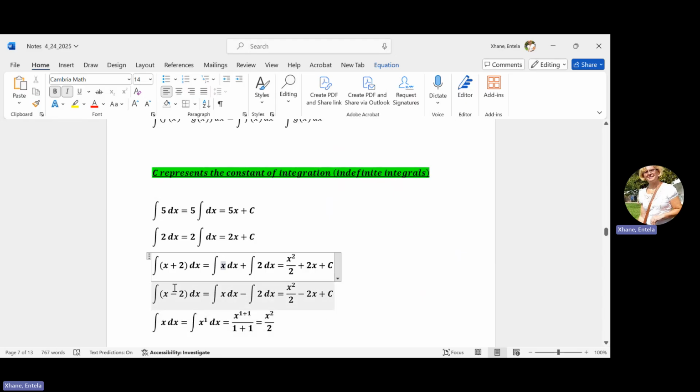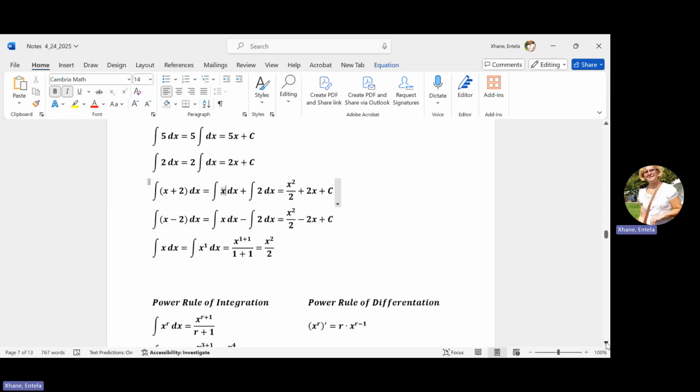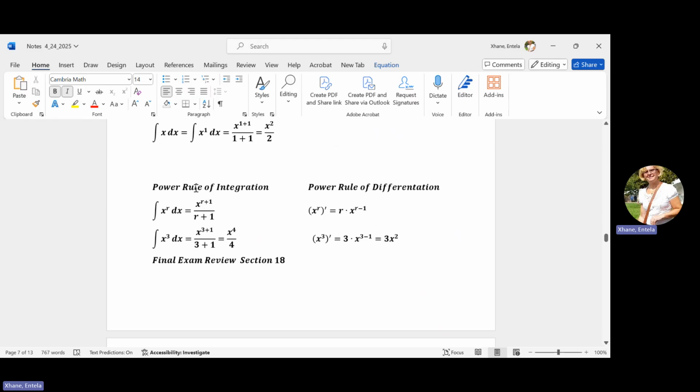And you have the same very similar example with x minus 2 dx. So these are some examples of integration. There will be more. So you see rules of integration applied. Power rule, integrating x to the power r, and then the comparison with the differentiation to show that connection between the two is inverse operation.